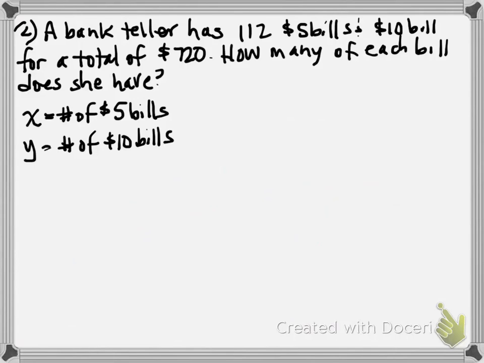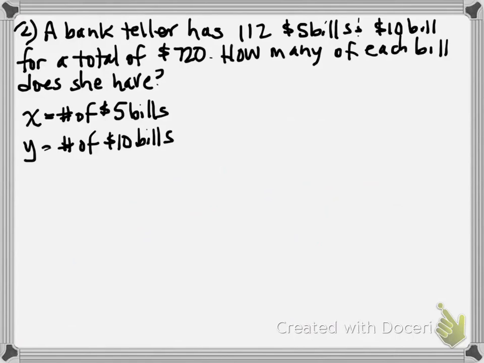What's one, Mikey? The total of the bills. What do you mean? The total of the physical bills that she has. So how many bills physically she has? And that number was? 112. 112. And what's the other thing that they tell us about the bills? Emma? The money value. How much those total bills, those actual physical bills, add up to equal. Okay, so we're going to do one equation that deals with just the number of bills, and we're going to do one equation that deals with the value of the bills.